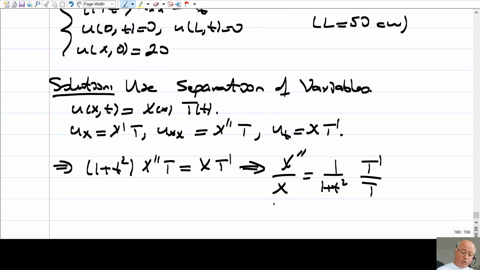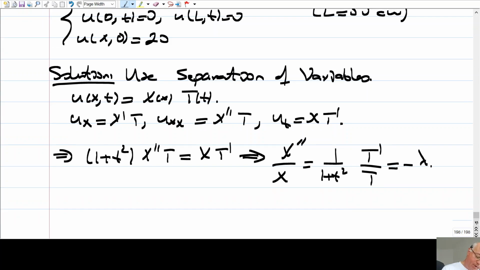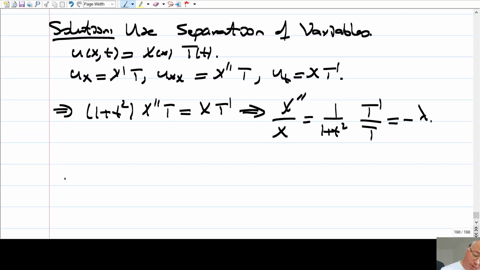As usual, this is a function of x, this is a function of t. They are both equal to each other. That is only possible if both of them are equal to the same constant, let's say minus lambda. And from this, as usual, we obtain this gadget.